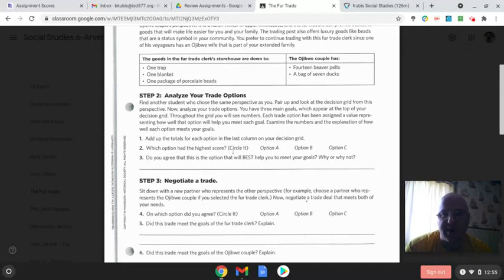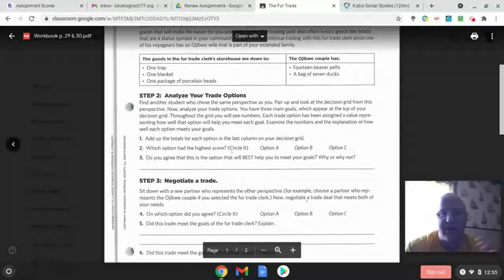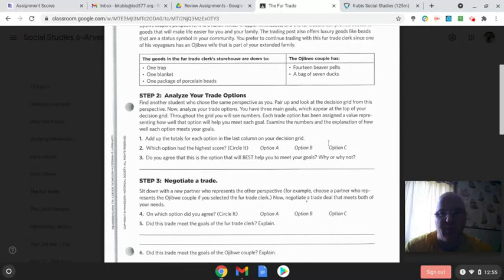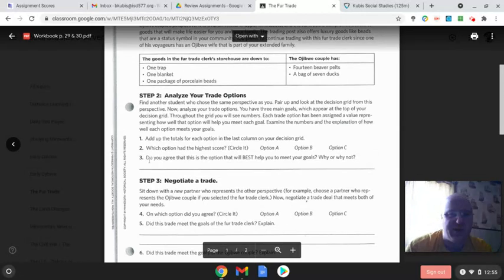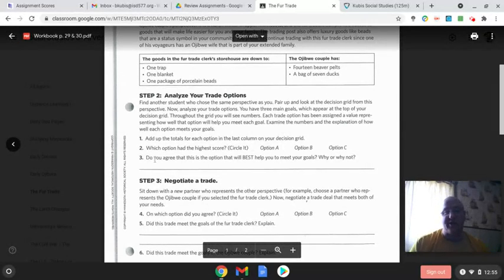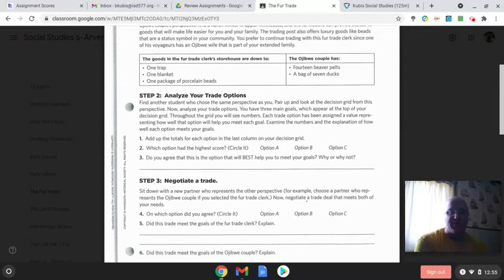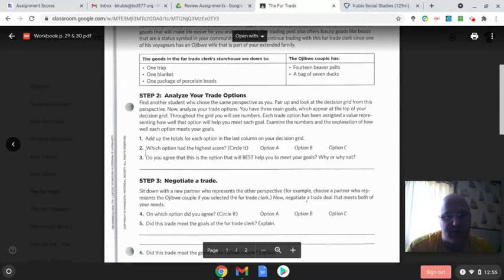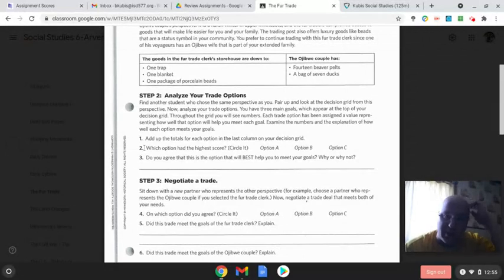So if you're the fur trader, which is the best option? If you're the Ojibwe couple, what's the best option? And then do the same thing. Do you agree? So number 3, same thing. View it from a fur trade clerk and from the Ojibwe couple. So questions 2 and 3 you're actually answering twice. One as the fur trade clerk and one as the Ojibwe couple. So from this 2 and 3, you'll have to answer them both ways.